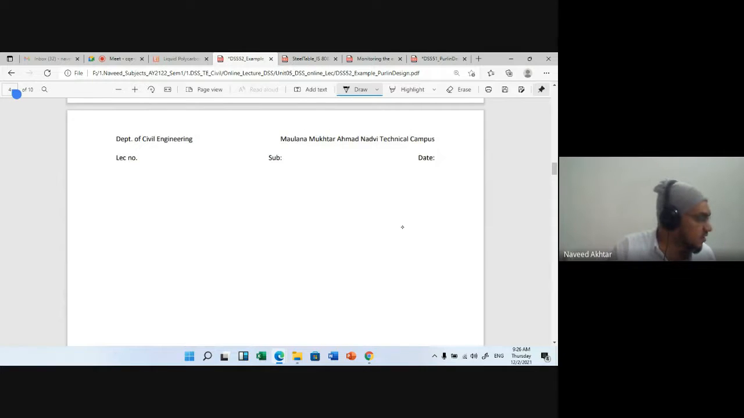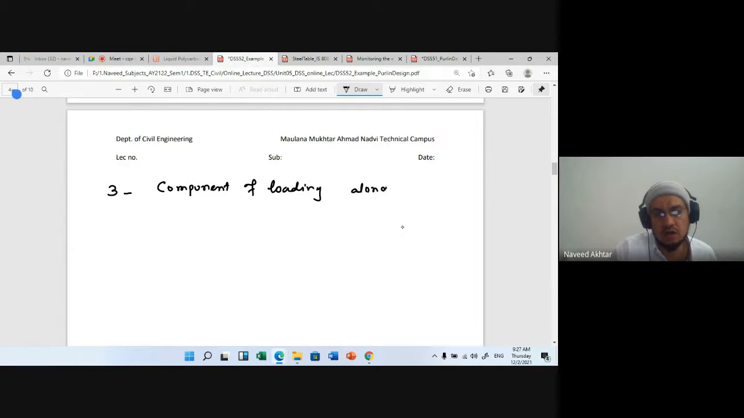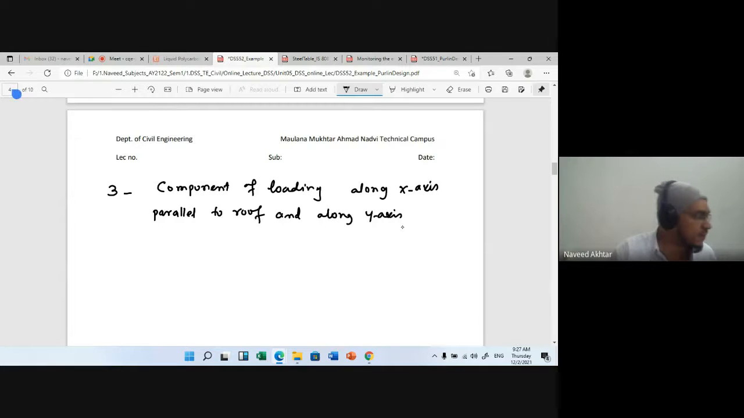So step number three: component of loading along the x-axis, the local axis, parallel to the roof, also called the major axis, and along the y-axis, which is perpendicular or normal to the roof.